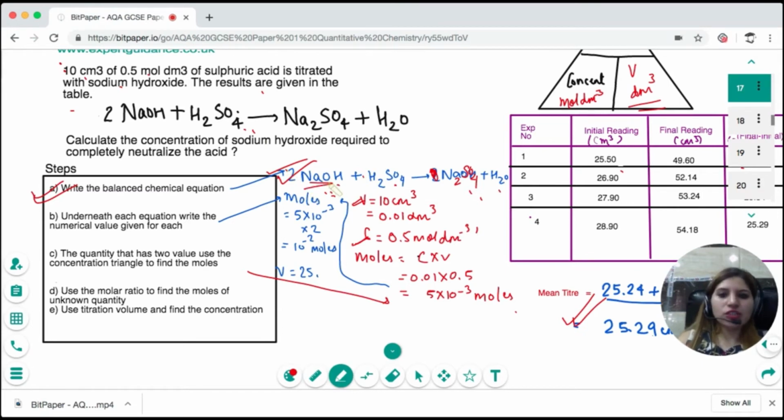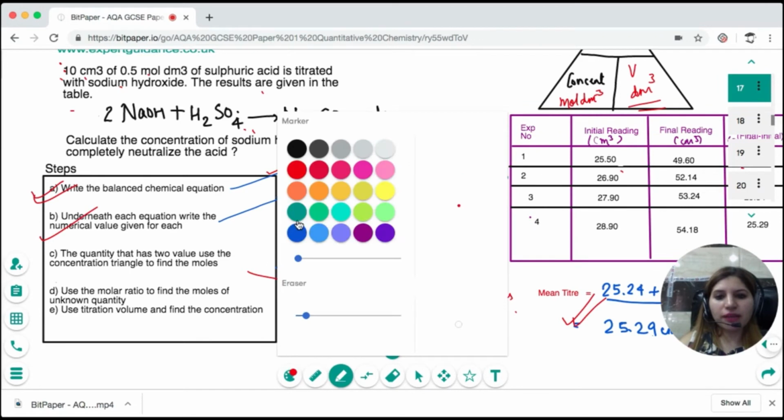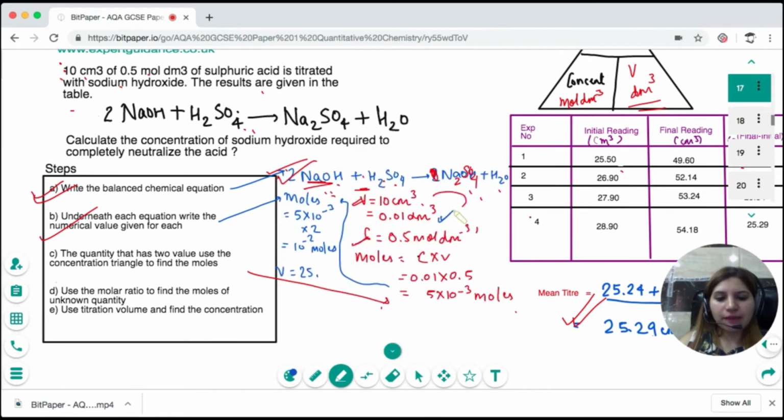That 2 moles of sodium hydroxide gives 1 mole of sulfuric acid. Now, underneath each of them, write the information given to you. So for H2SO4, we have the volume of 10 cm³. And remember, I told you that the cm³ needs to be divided by 1000 to get the volume in dm³. And the concentration is given to you as 0.5.